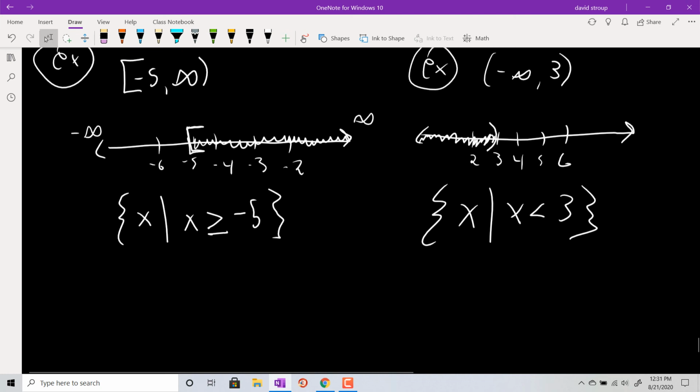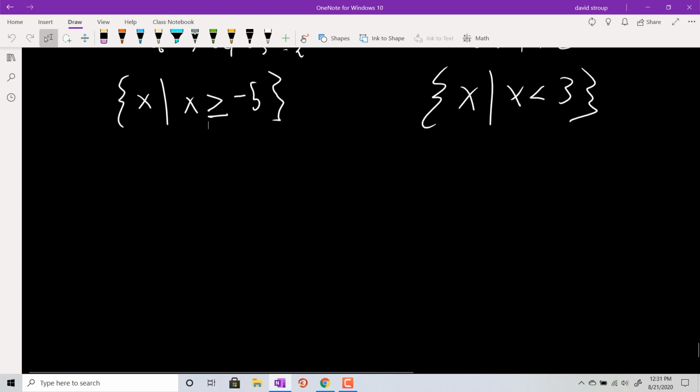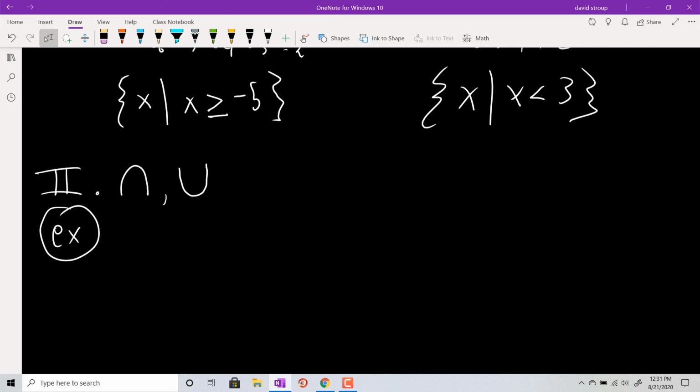When the intervals are kind of split up, so you have like everything less than 5 or everything greater than 7, we need some extra notation, and that will be these union or intersection symbols. So they look like horseshoes. Okay. So first, let's take a look at the intersection of two intervals. Oops, let me erase that.